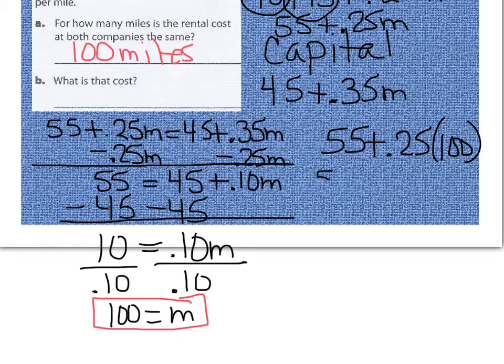So now if we do order of operations, we have to do multiplication first. So take your 0.25 times 100, which moves the decimal point 2 places to the right, which gives you 25. So now 55 plus 25 gives you $80. So what is that cost? That would be $80. You could have plugged it into 45 plus 35 cents M and gotten the same thing. It'll give you $80 as well.